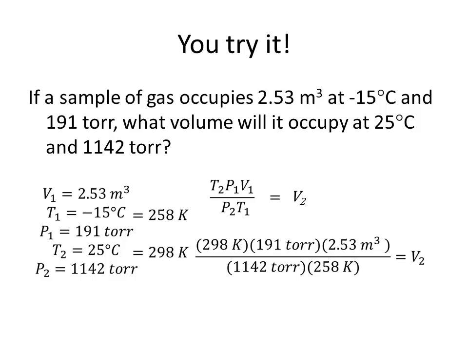So I go ahead and I plug those numbers in for my variables, and I see that I get 298 Kelvin times 191 torr times 2.53 meters cubed divided by 1,142 torr times 258 Kelvin. Notice my Kelvins cancel out, my torrs cancel out, and I get meters cubed as my answer, and that is a volume. Always check to make sure that your units are working. If I go ahead and plug these numbers into the calculator, you'll see that this answer is then 0.489 meters cubed.